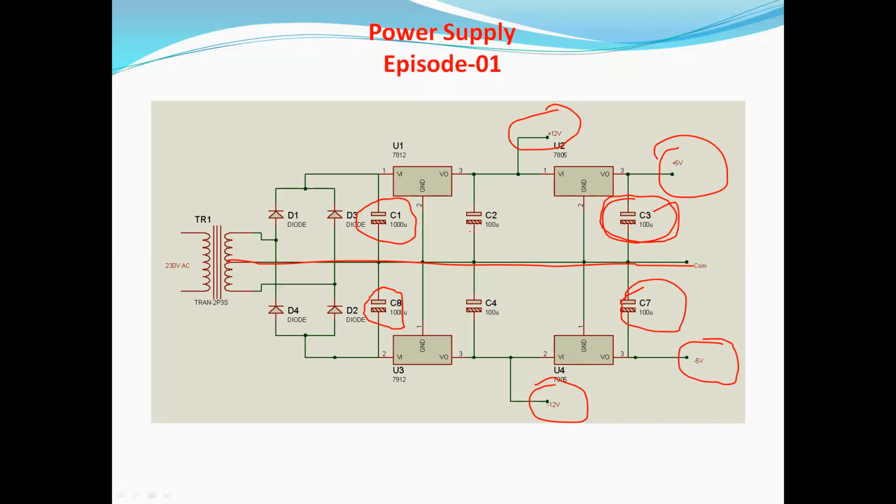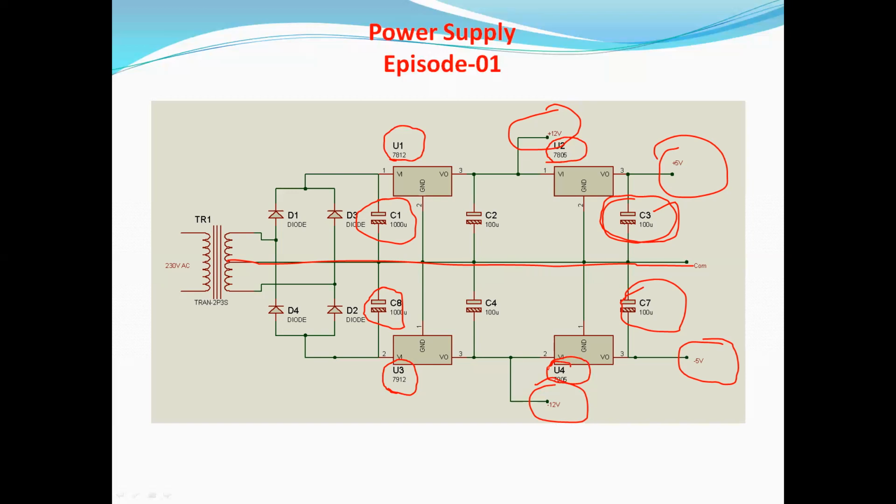Also, we have 4 regulator ICs. For plus 12 volt, it is 7812, and for minus 12 volt it is 7912. For plus 5 volt it is 7805, and for minus 5 volt it is 7905.